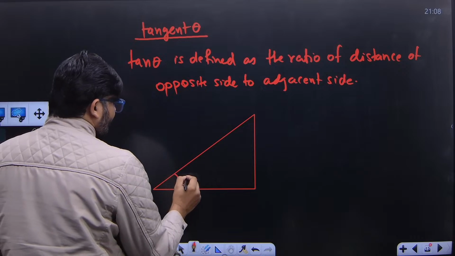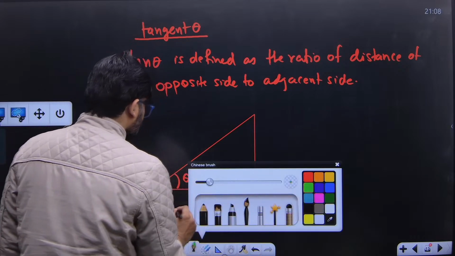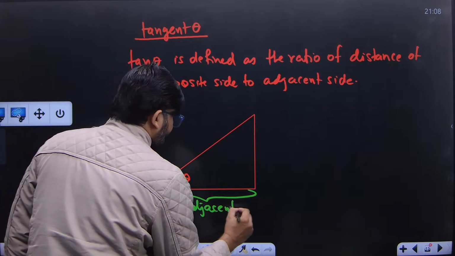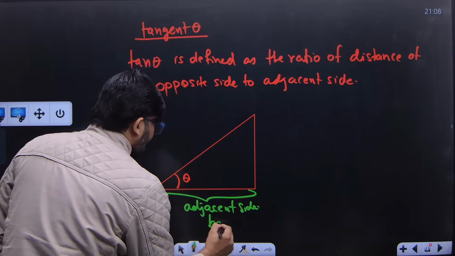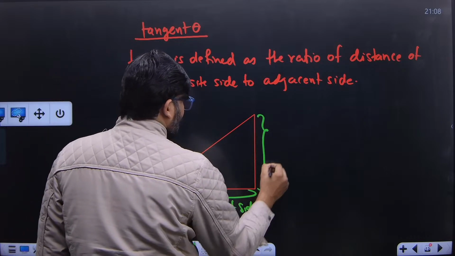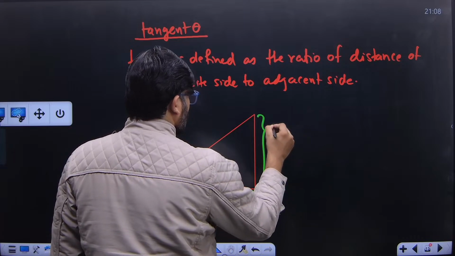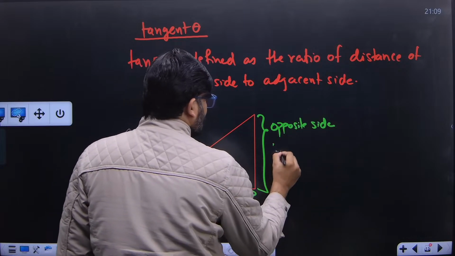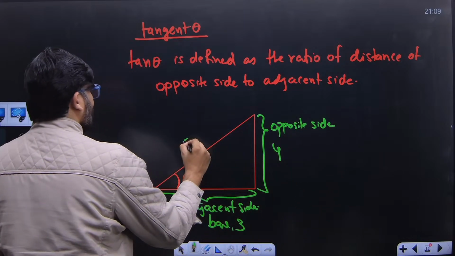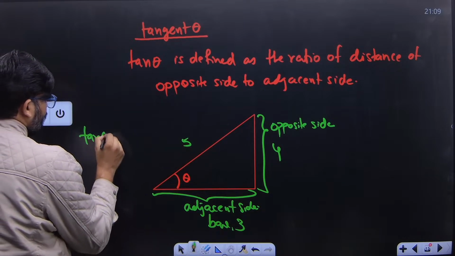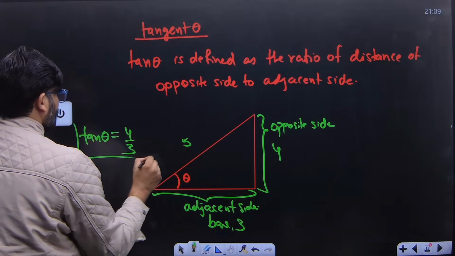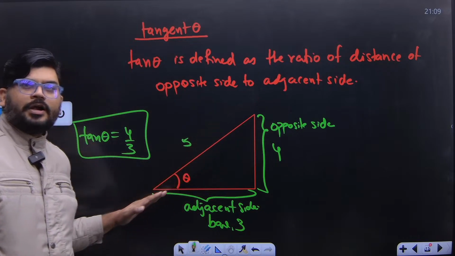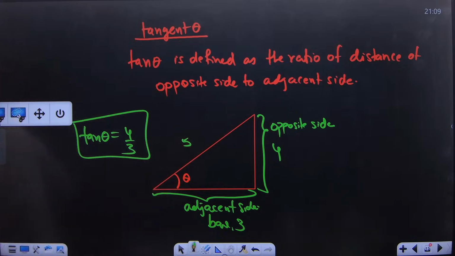Suppose that this angle is theta. So this side is known as the adjacent side. You can also term it as base. And this side is known as the perpendicular side or opposite side. So let us say this length is 4, this is 3, this is 5. If I ask you what is tan theta, you will say it is 4 upon 3. So 4 upon 3 is the slope of this line. Are you getting it? Yes, sir.